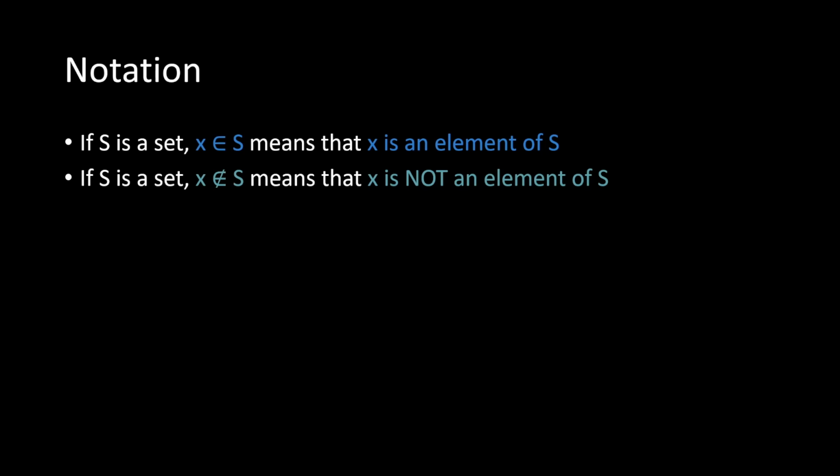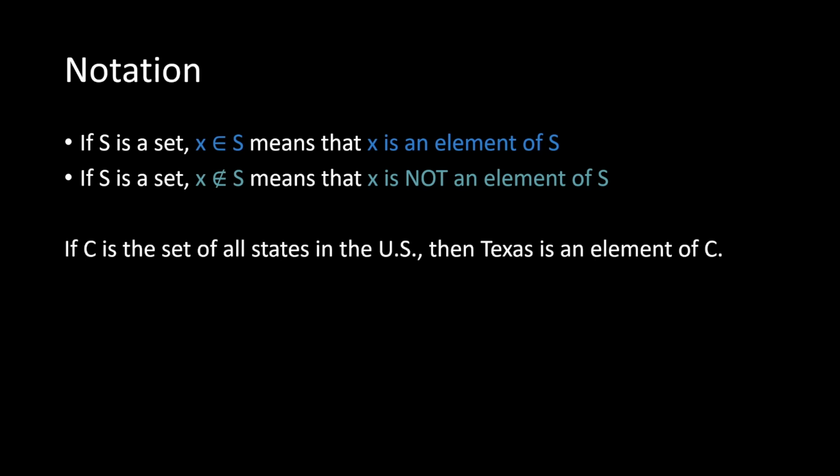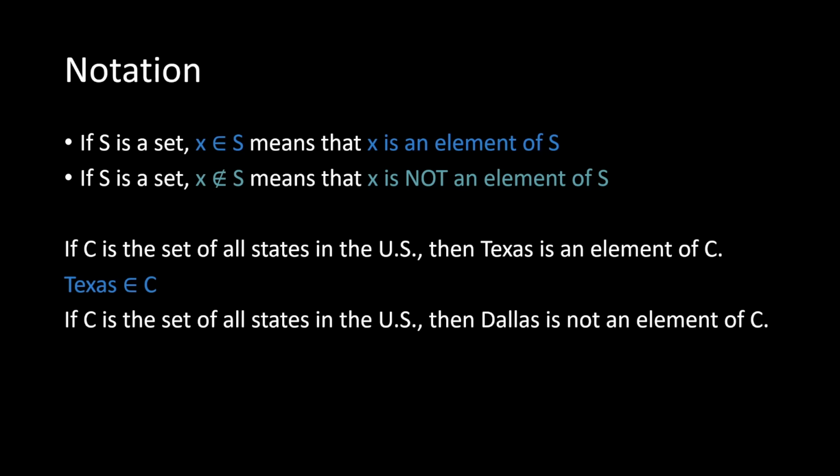Here is an example. If C is the set of all states in the US, then Texas is an element of C. To write this in a more mathematical way, we can say Texas is an element of C, where C is the set of all states in the US. If C is a set of all states in the US, then Dallas is not an element of C. To write this, all we have to do is say Dallas is not an element of C.